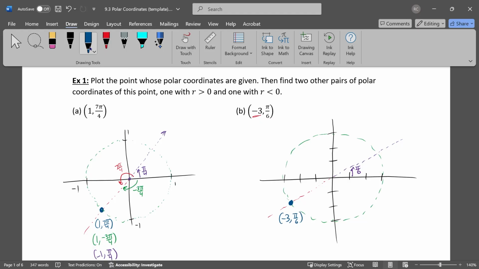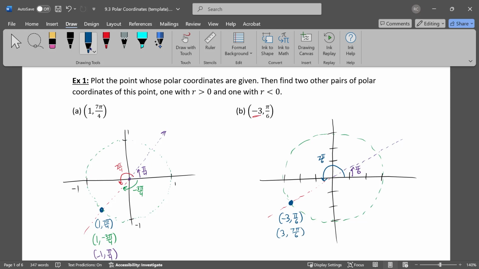Okay, let's find another representation with r negative first. So I think the easiest one to find is to do this angle, which is pi plus pi over 6, or 7 pi over 6. Or sorry, that would give me r as positive. My mistake. Well, we'll do that one first. If I go 7 pi over 6, then r would be +3, and our angle would be 7 pi over 6.